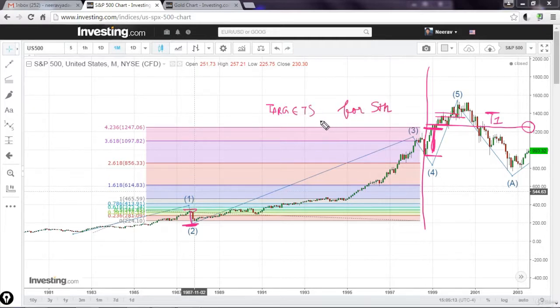So what we discussed till now is how to determine if the third wave is extended, and the practical application that it helps us determine the initial target, what it can be, or the possible target for the fifth wave.